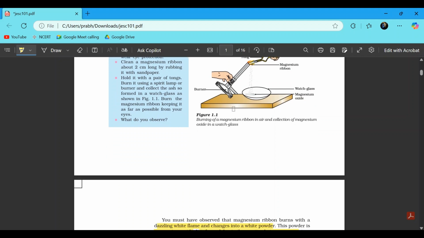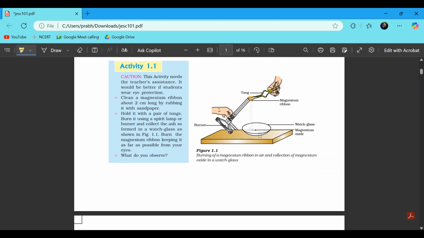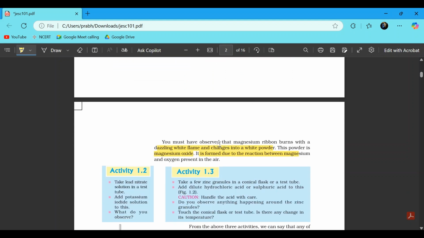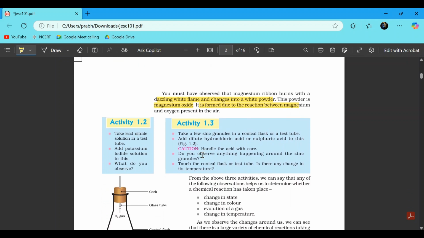This is the most important question, as I have already told you: it burns with a white flame, and it converts into a white powder, as you can see here in the watch glass. This white powder is magnesium oxide. Okay, so this is an important activity, you should know about it.